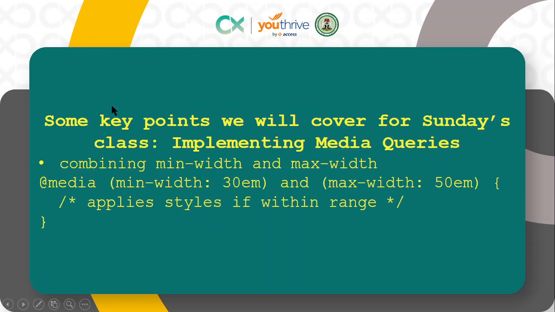So now it is possible for you to combine the min width and the max width. You can do that using this media query, then you put your min width and max width. Now the CSS here will only apply the styles if the viewport is within this range. So if it is not within these two viewports, then the CSS will not be applied. So it is possible.